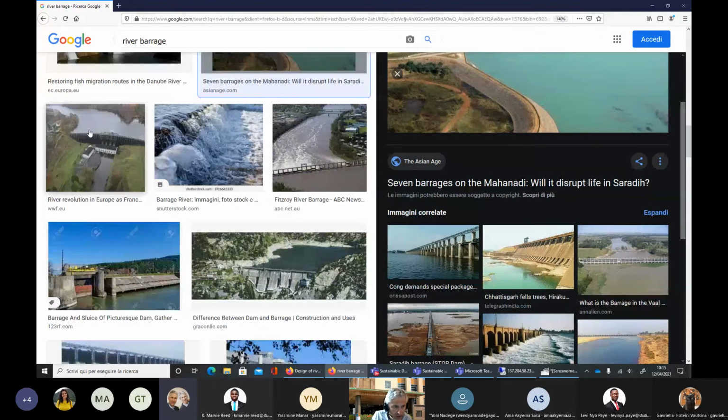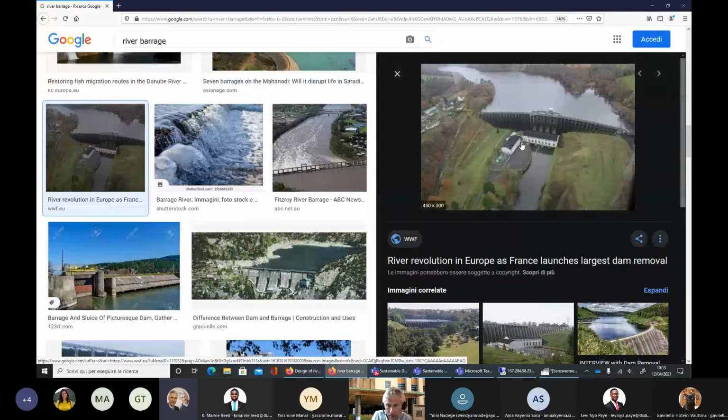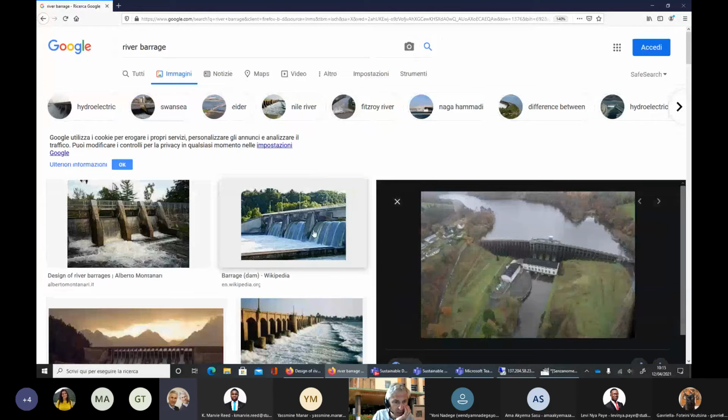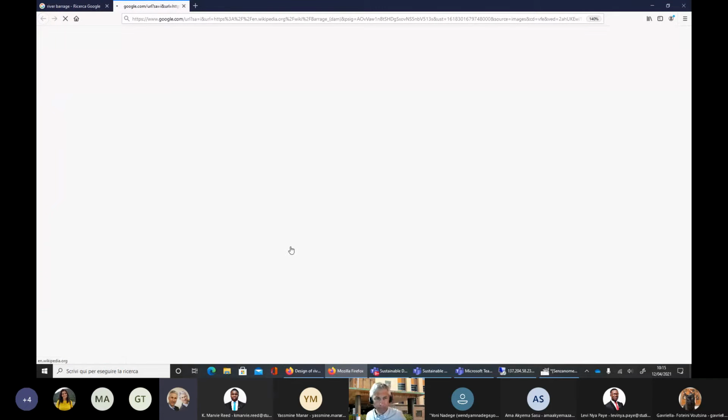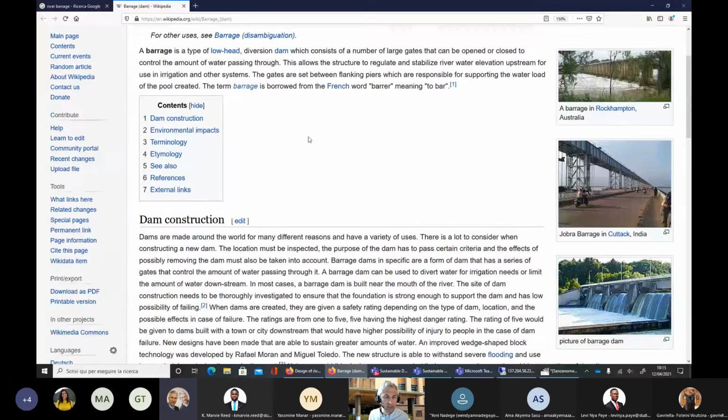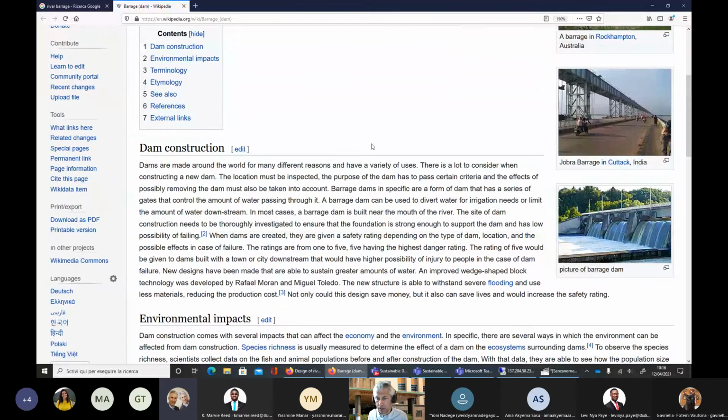And here you have a barrage that looks like a dam more than a barrage. We will see the difference between dams and barrages. There is a clearly defined difference. Now let me look at this one, because this refers to a Wikipedia page. Okay, and you see that the Wikipedia page puts dam between parentheses. Actually, we will see there is a huge difference between a barrage and a dam, and we will clarify it, okay?